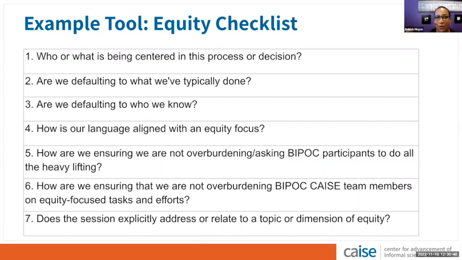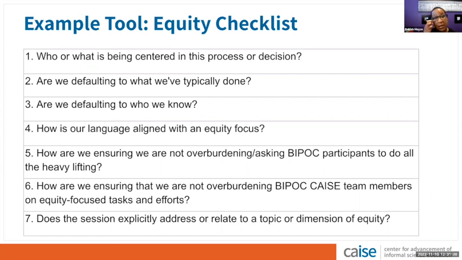So, asking who or what is being centered in a particular process or decision. Are we defaulting to what we've typically done? Are we defaulting to who we know? That was particularly important when we think about inviting individuals or organizations to participate in the awardee meeting, recognizing that expertise lies in a variety of domains. If we're only thinking about the people that we know, we are often very limiting in the perspective and the pool of talent that we might be drawing from.